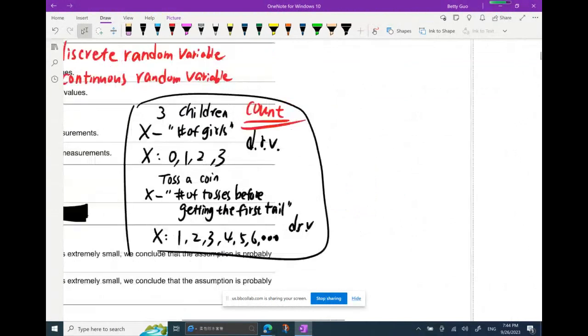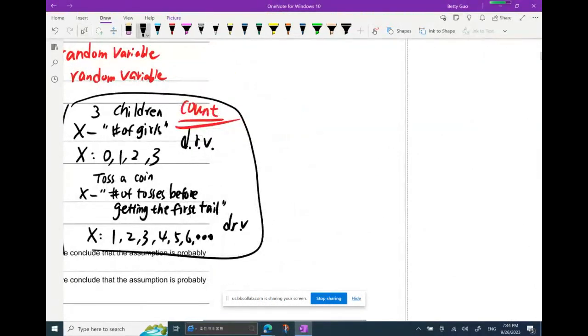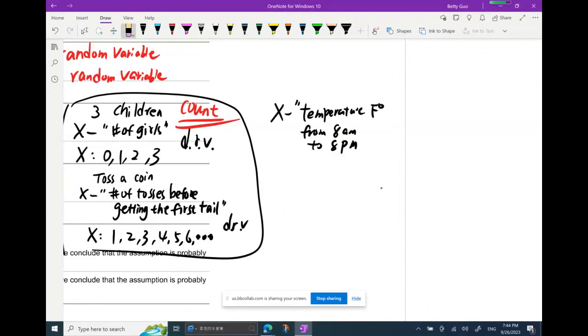Can I give an example for that? Yes, it's pretty straightforward. Let's use x to represent the temperature. How about in Fahrenheit? Yeah, because we use Fahrenheit in this country. From today 8 a.m. to 8 p.m. In that case, x is a continuous random variable. Suppose the minimum temperature today, I'm not sure, maybe 68 degrees, right?